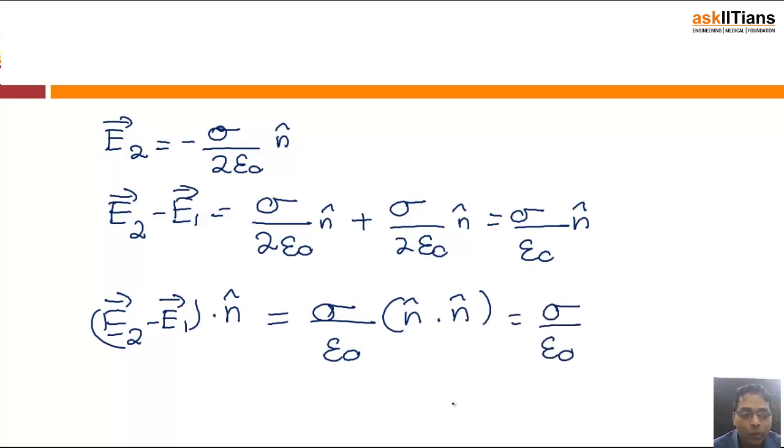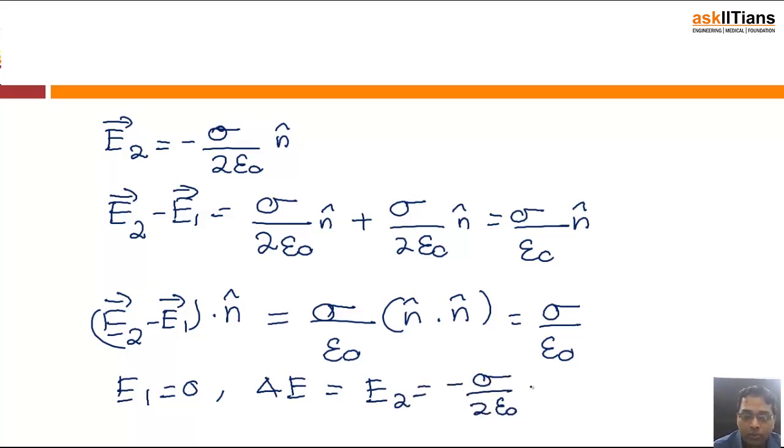But inside a closed sphere, you know that the E1 value is going to be 0, right? So if you say that this is what it is, therefore the change in the electric field, or the difference in the electric field, is nothing but E2. So in that case, you'll get simply minus sigma over 2 epsilon naught with the n cap. The electric field just outside it is going to be given by this, and inside it is going to be this expression, right? Hopefully you followed till this point.